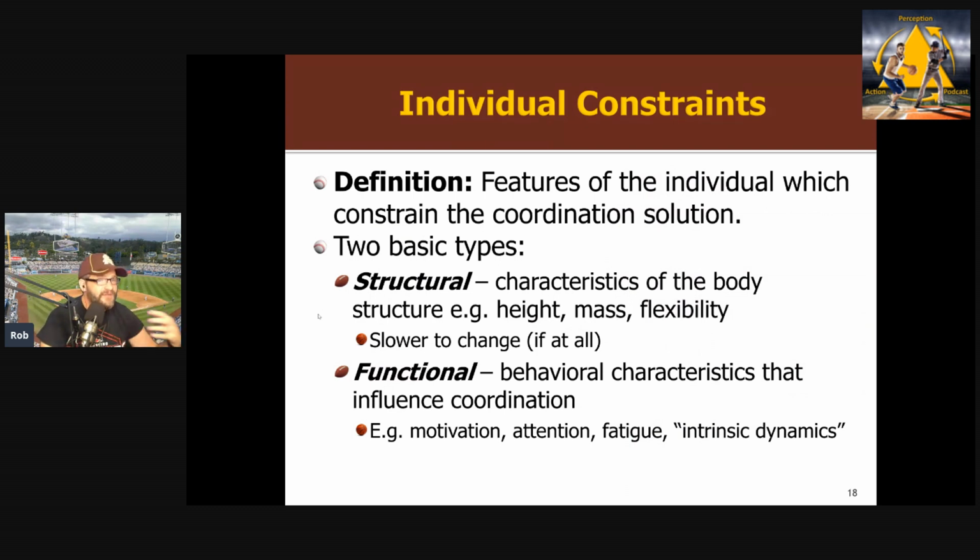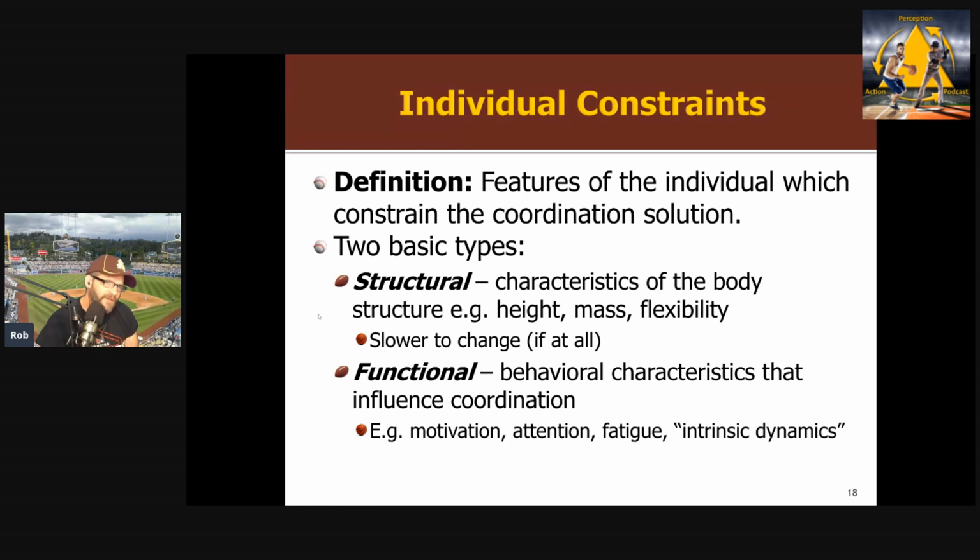So these are features of the individual, not the environment, that constrain the coordination solution, right? And there's two basic types. One is structural constraints that tend to change very slowly, if at all. Things like your body mass, your height, your flexibility, your strength, and so on. And then there's also what Newell refers to as functional constraints. These are more behavioral characteristics. He talks about things like motivation and attention, but I think we can also apply things like fatigue here.